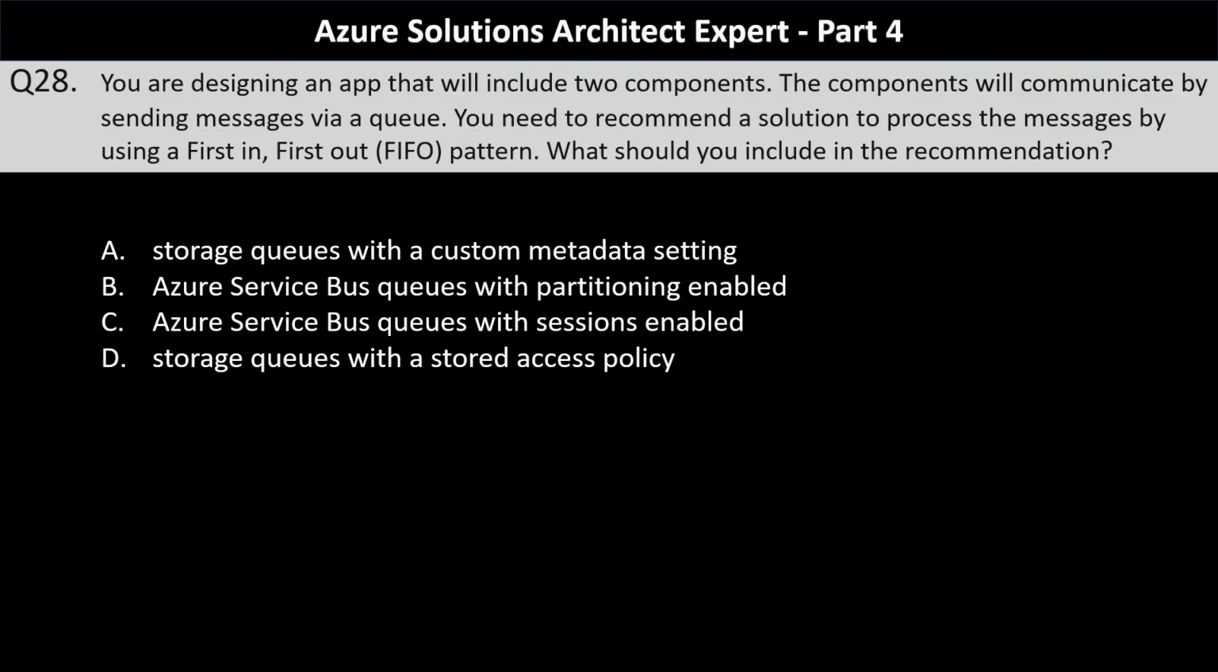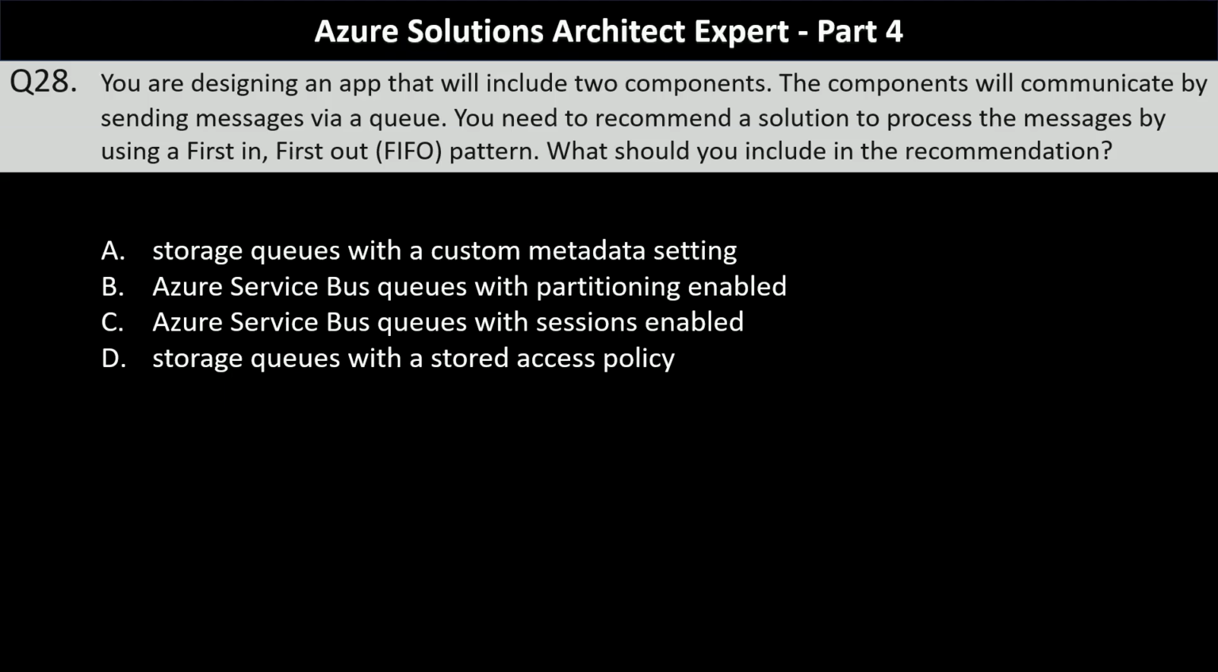Question number 28 of the series. You are designing an app that will include two components. The components will communicate by sending messages via a queue. You need to recommend a solution to process the messages by using a first in, first out pattern, which is FIFO pattern. What should you include in the recommendation? Your options are storage queues with a custom metadata setting, Azure Service Bus queues with partitioning enabled, Azure Service Bus queues with sessions enabled, storage queues with a stored access policy.